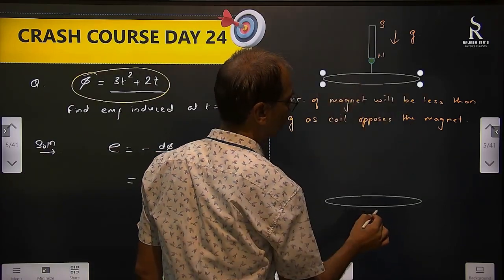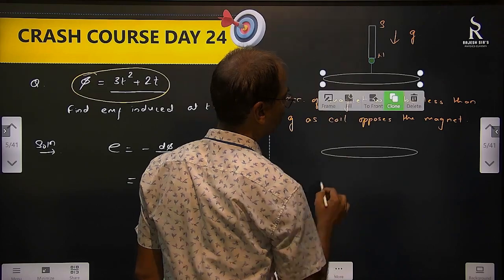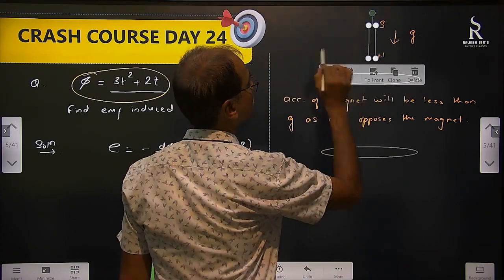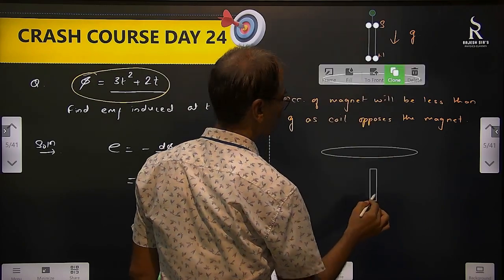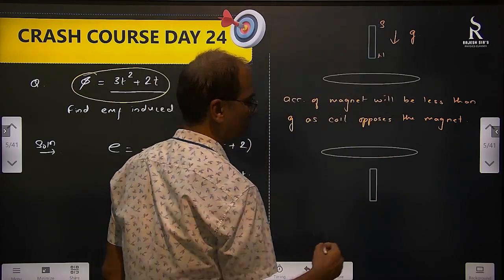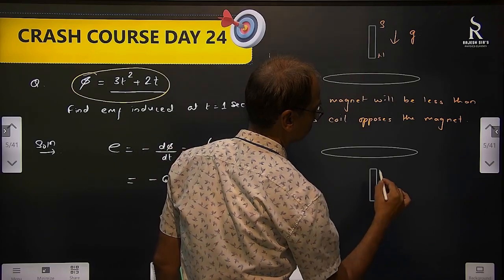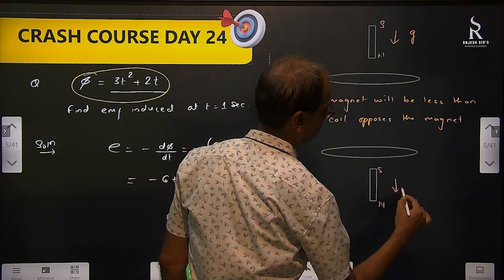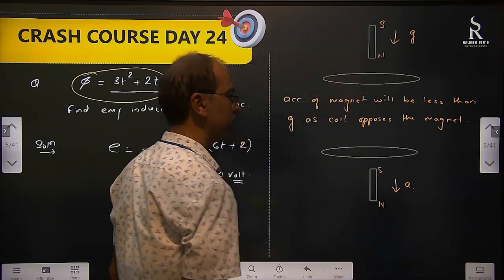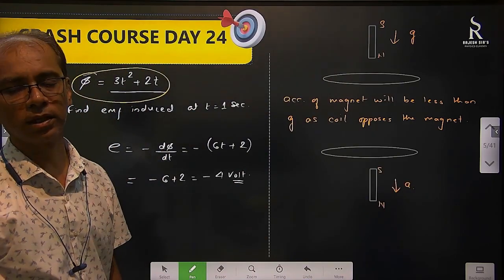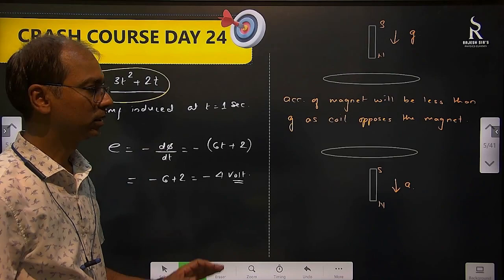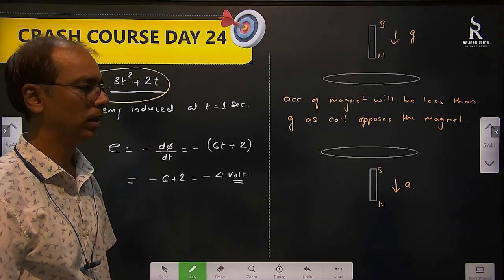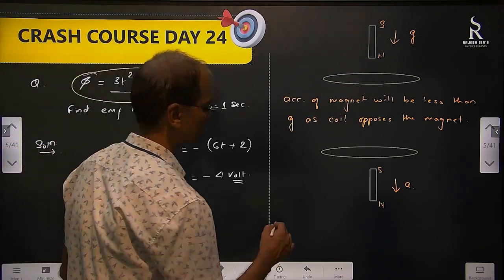The same coil is here now, and the magnet also. This magnet is now like this. It's going out. And this is north and this is south. Now what is its acceleration? Is it g, or less than g, or more than g? The answer is this acceleration is also less than g.